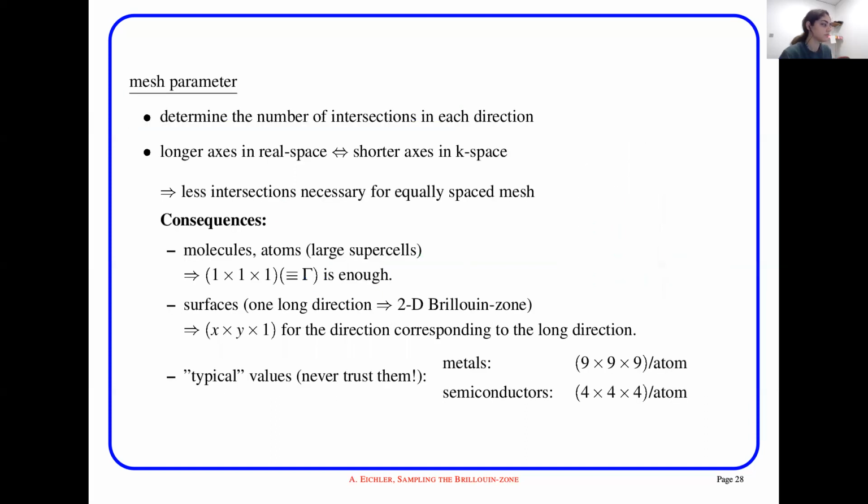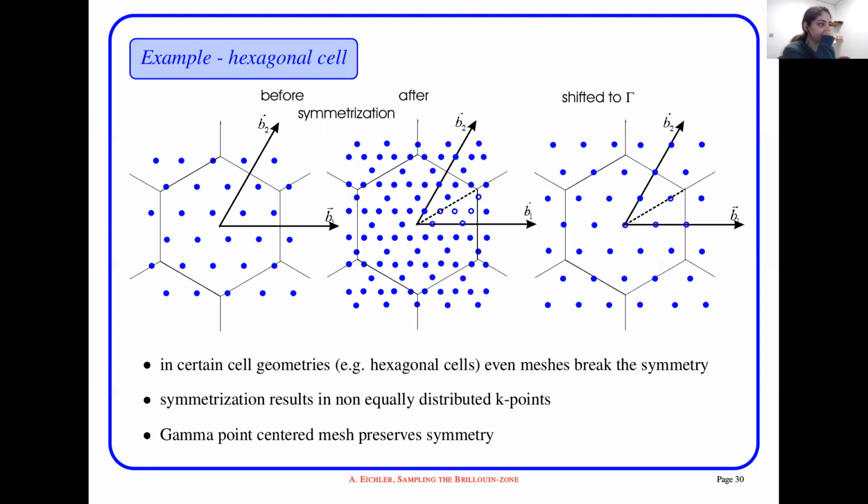Actually, the last number should be 1 in the case of a surface. This is for the bulk, where it makes sense to have a number in every direction, but when you talk about a surface, the last direction is vacuum, so there you have one.